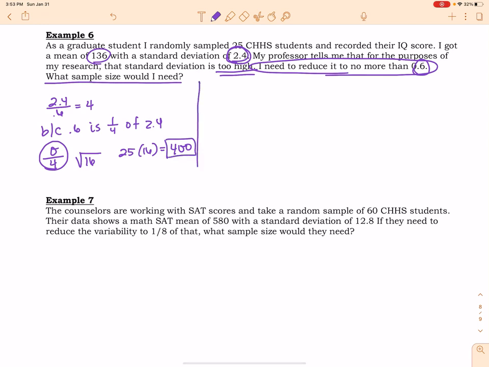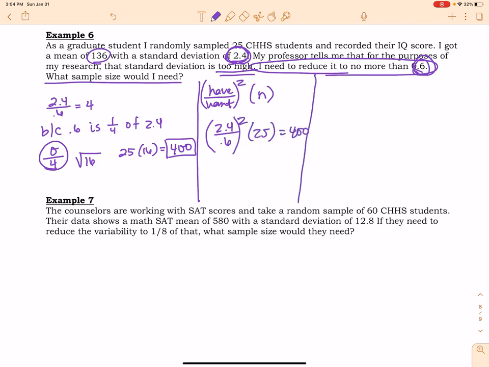Okay, another way you can think about this. If they give you the initial standard deviation and what we want the standard deviation to be, you're going to take what I have over what you want it to be. You're going to square that and multiply it by your sample size. You could do it that way because what you have is 2.4. What you want is 0.6. Square that, multiply it by 25, you get 400.